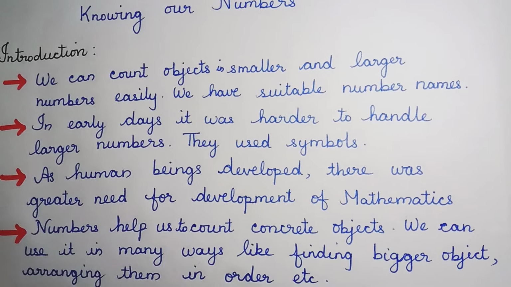Now the task for you is to list out any 5 distinct ways to represent numbers, where you apply numbers in 5 distinct fields. Just list them out and write them in your notebook.